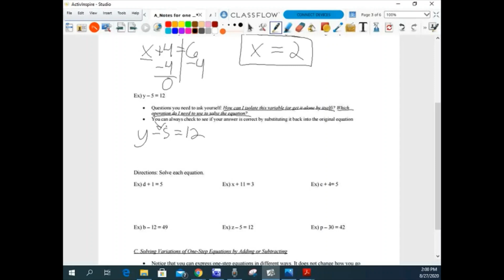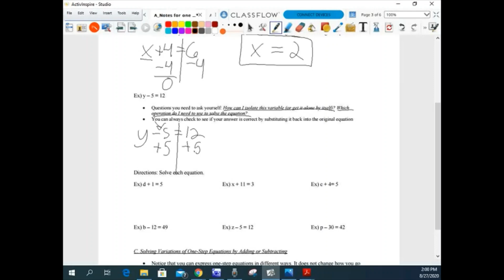Now, what is the opposite of subtraction? Addition, and we have to use the exact same number, so plus 5. If you want, you can draw that little line down the equal sign. I know some people like to do that. That's totally up to you. Okay, so I added 5 to one side of the equal sign. I must do that to the other side as well.